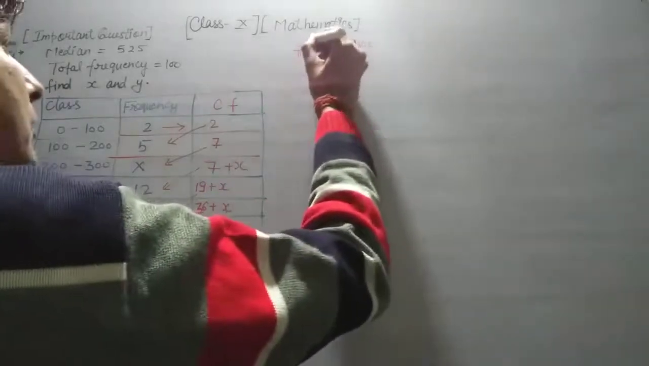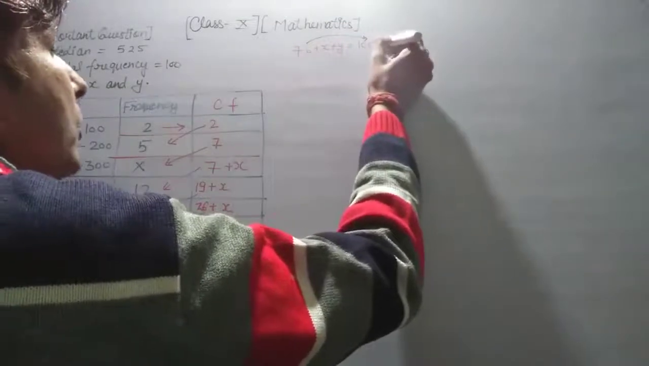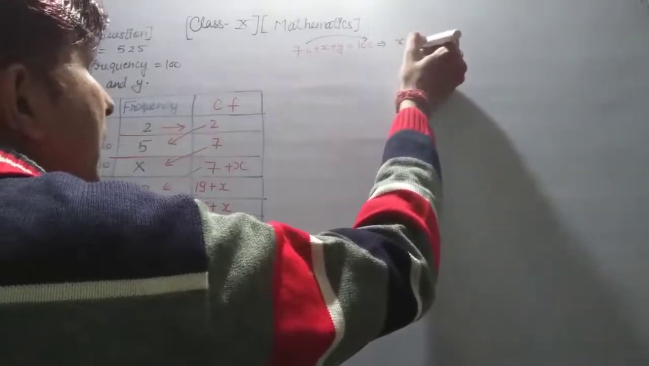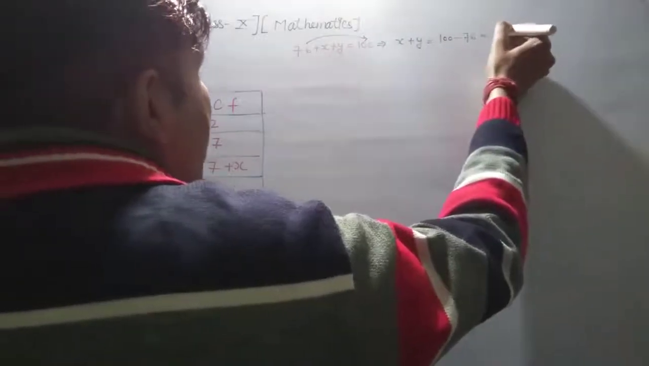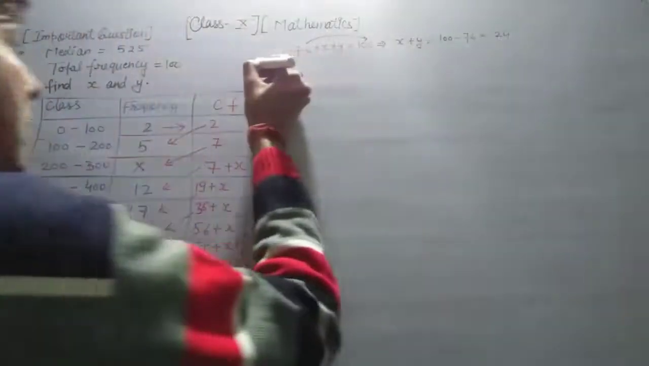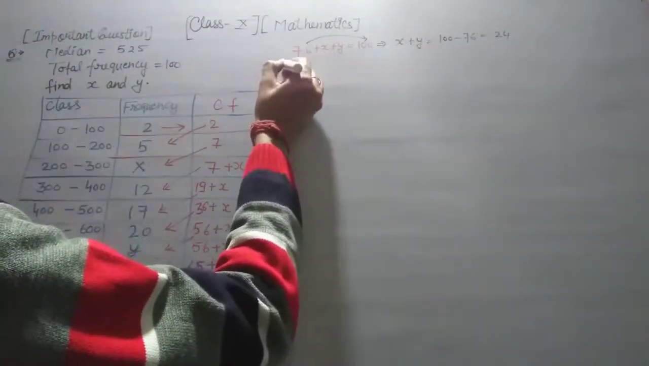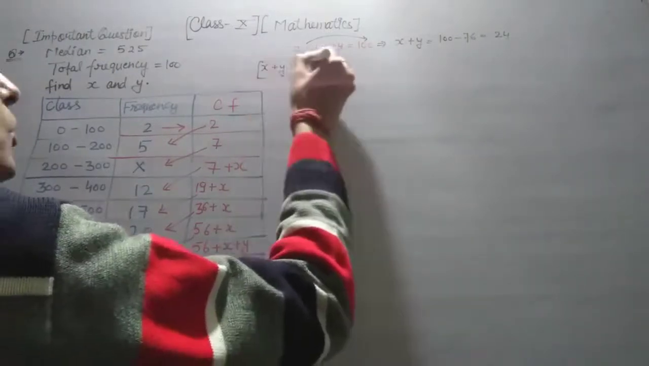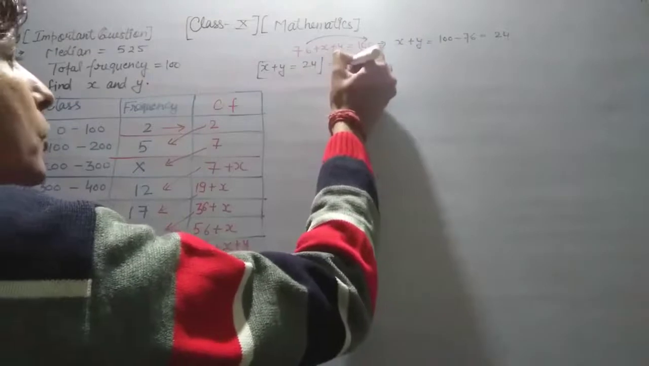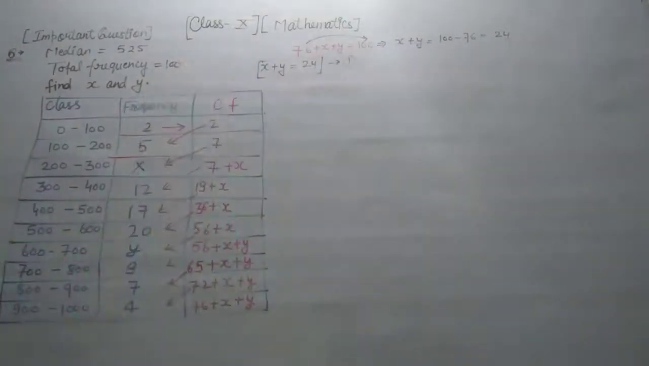Okay, this value is going there, and then you get x plus y is equal to 100 minus 76, that means 24. So this is your first equation, x plus y is equal to 24. This is your first equation, which you use to find the values of x and y. Now we have to develop our second equation with the help of the median.